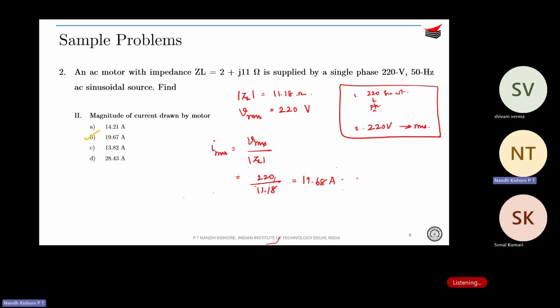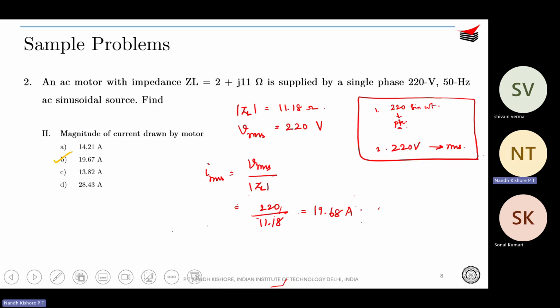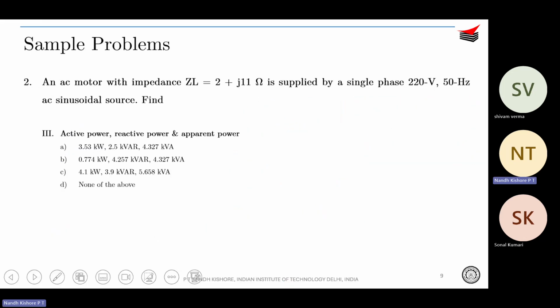I think this is fine. So the next question is find out the active power, reactive power, and the apparent power. Again, I would say it's a very simple question. We know what phi is, and from that we can find out everything. And it's a single phase, so there is no problem of multiplication by root 3 and all.